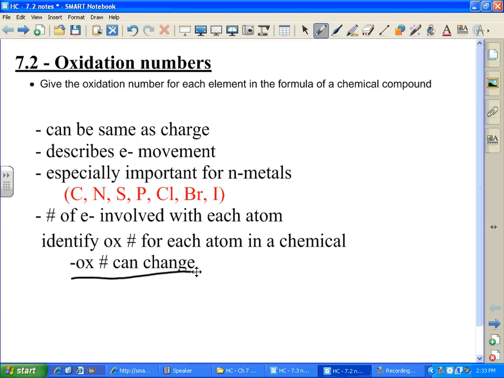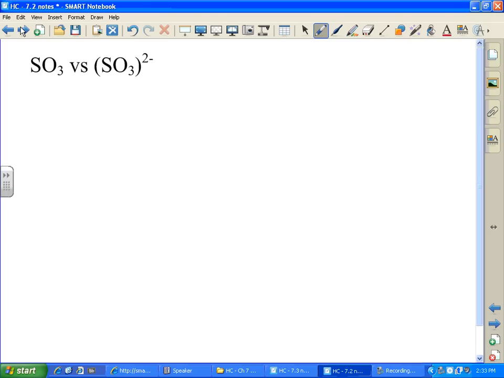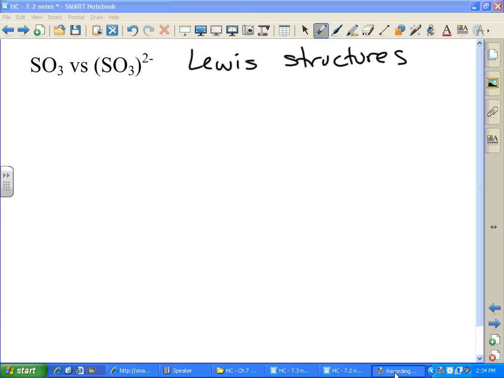Now what this allows us to do is a simpler way to figure out how many electrons are involved in the chemical bonding process. Back in chapter 6, one way that we would have done this would have been to identify the Lewis structures for these two chemicals, SO3 and SO3 2-. So what I want to do is a quick review here. Give you about 5 minutes here. I'm going to pause it, allow you to work on this. So you pause it. Come back and we're going to look at the Lewis structures for these two chemicals and kind of do a couple different things with them that leads into oxidation numbers.